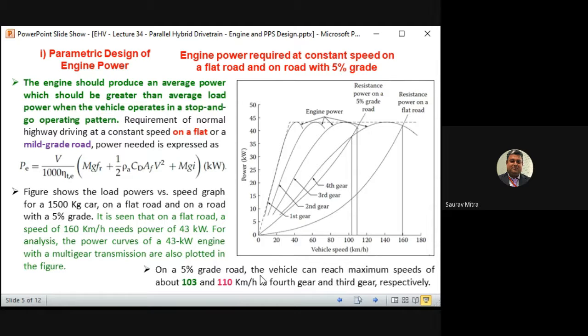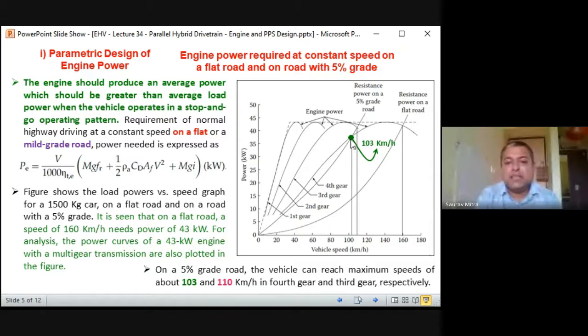Very important: on a 5% grade road, the vehicle can reach a maximum speed of 103 in 4th gear. This is the crossing point of the 5% grade road and the 4th gear curve. The speed at this point is 103 kilometers per hour. On a 5% grade road there is a slope, whereas this graph on the right side has no slope. This graph is flat for the flat road, which is why this point is 160 kilometers per hour.